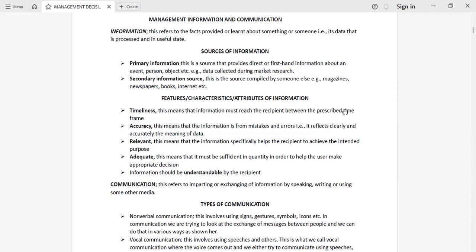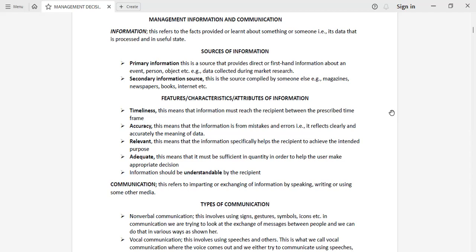Timeliness means that the information must reach the recipient within the prescribed time frame. It means if you are to deliver the information, make sure you deliver that information on time. If someone says, I want that newspaper before midday, make sure you do that.